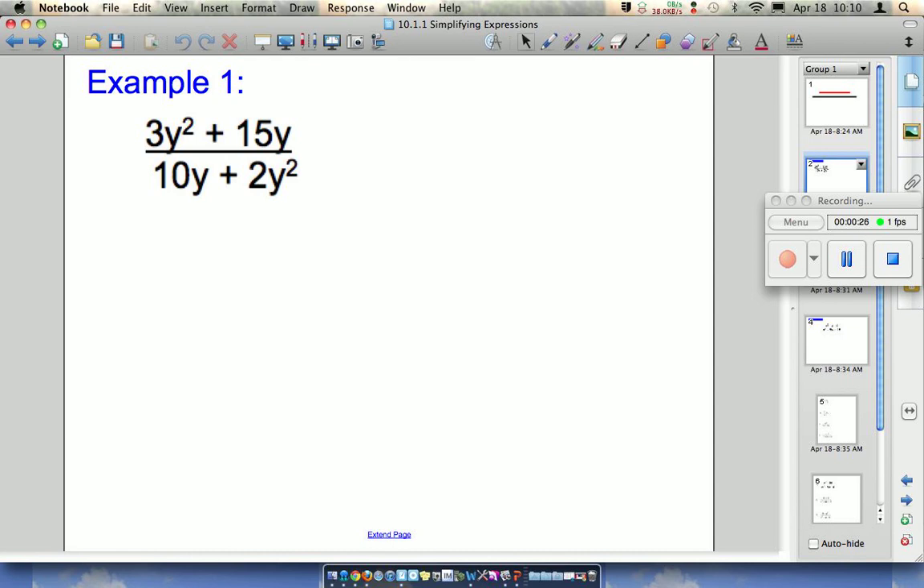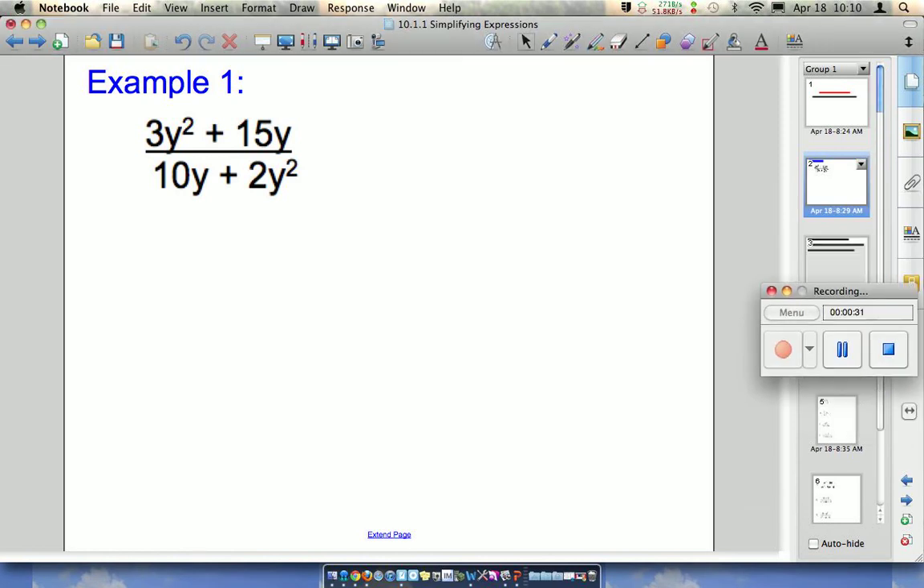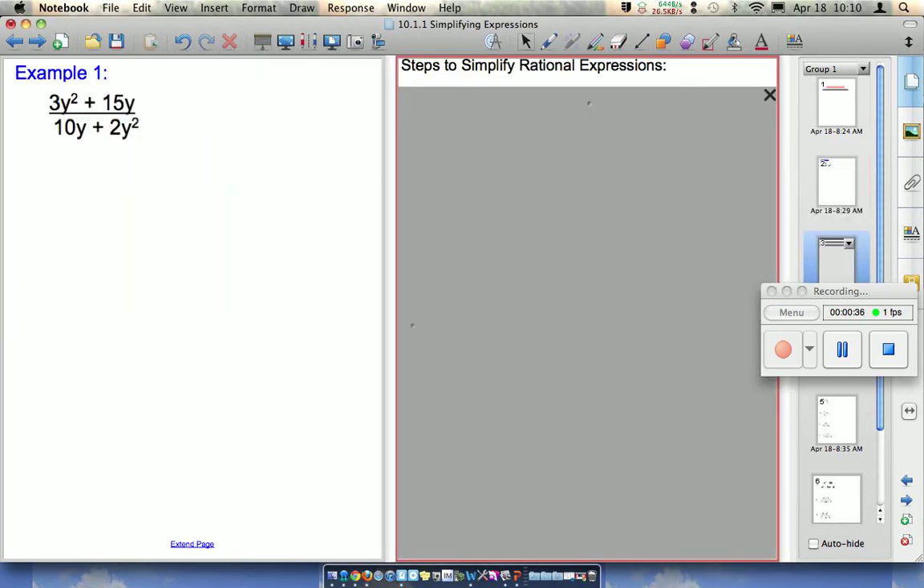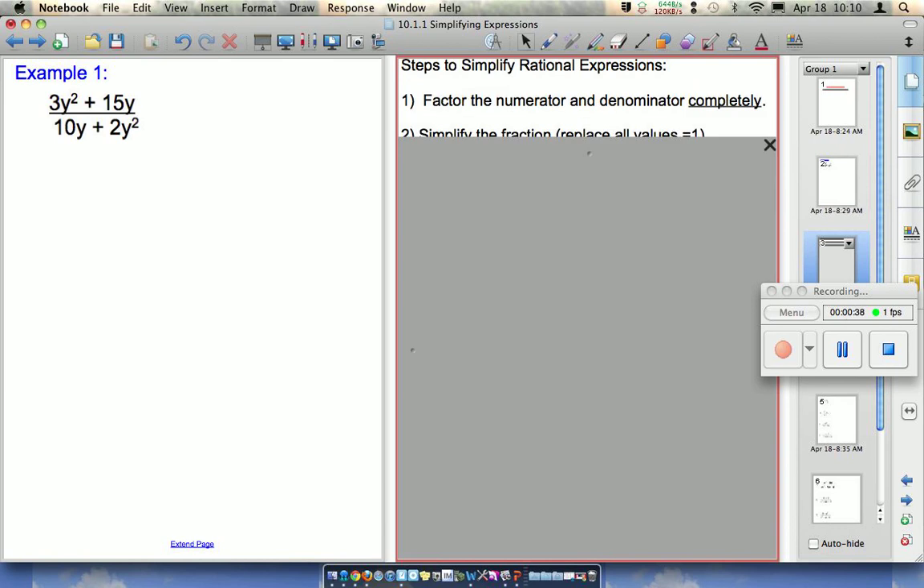And the first thing that we need to understand, and the first step to simplifying expressions, is to factor the numerator and denominator completely. Okay, that word completely is a key word because the more completely you factor it, the better you'll be able to fully simplify it. If we only factor it part way, not completely, then we're not going to be able to simplify it fully, and we'll lose some points on a test or quiz when we're asked to simplify expressions. So factoring, that we can do.